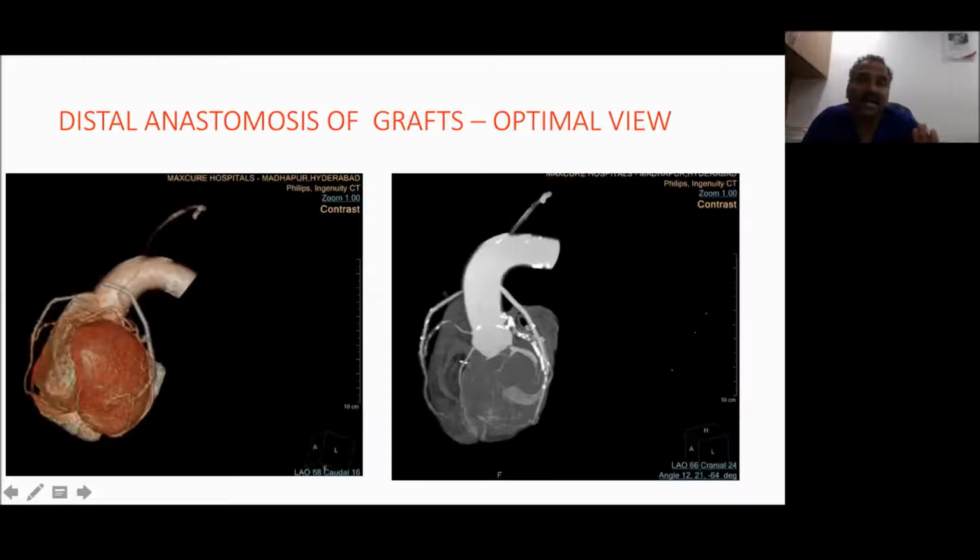And this is the ideal view. So most often, for right venous grafts, you can clearly see the distal anastomosis in LAO view, or with LAO caudal views, or sometimes you may have to take some LAO cranial views. See, this distal anastomosis is a very tricky thing. You can't apply a common rule to visualize it, because many times we see after the graft is applied.